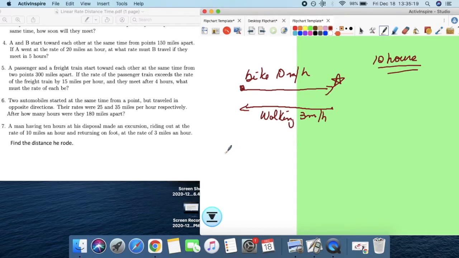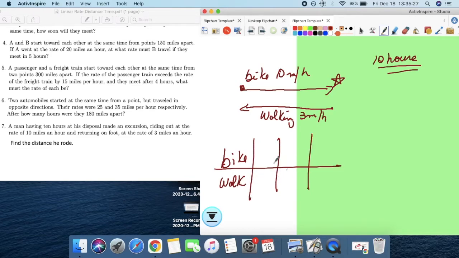do the chart. So let's call this the bike segment, and the other one is the walking segment. For the bike, his speed was 10, his walking was 3. For time, let's call the time that he took on the bike t. And therefore, the walking time would be 10 hours minus however long he was on the bike, 10 minus t. So for distance, we multiply: 10 times t is 10t. 3 times 10 minus t, remember we're doing distributive property, so we get 30 minus 3t.